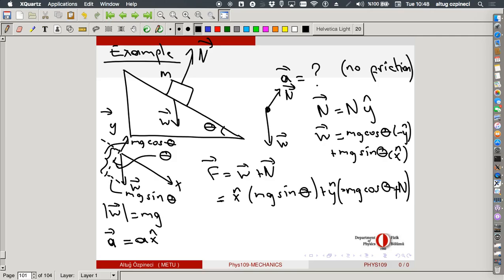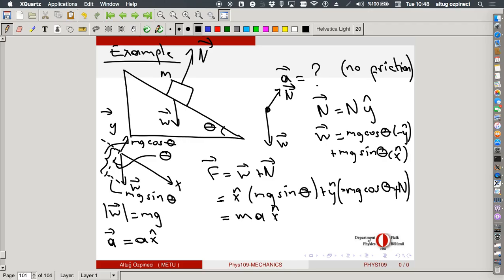So let's see, this total force, now we can use Newton's second law. This should be equal to the mass of the object times the acceleration of the object, which is a in the x-hat direction. So we have this equation that this force has to be equal to m times a in the x direction. Now we have two unknowns, two things that we have to determine. We don't know n, we don't know a. We have to come up with two equations that would relate these two.